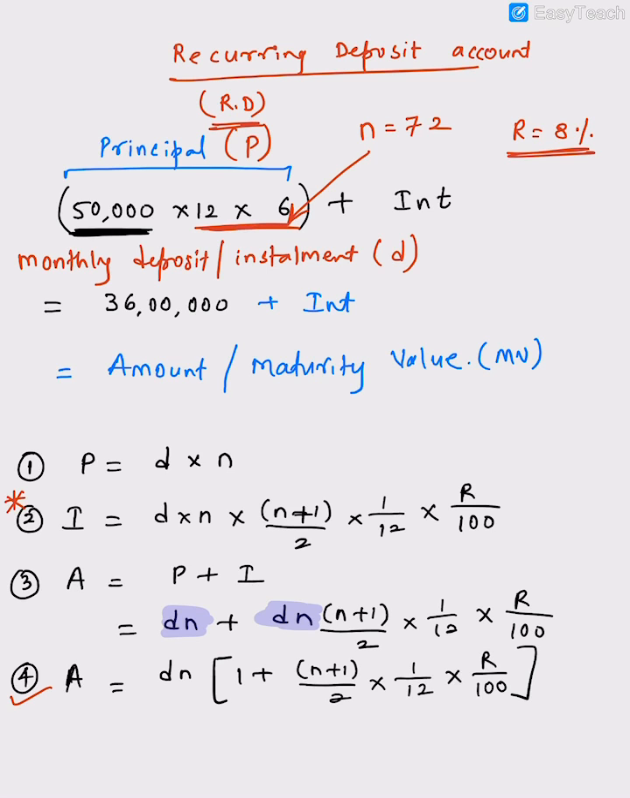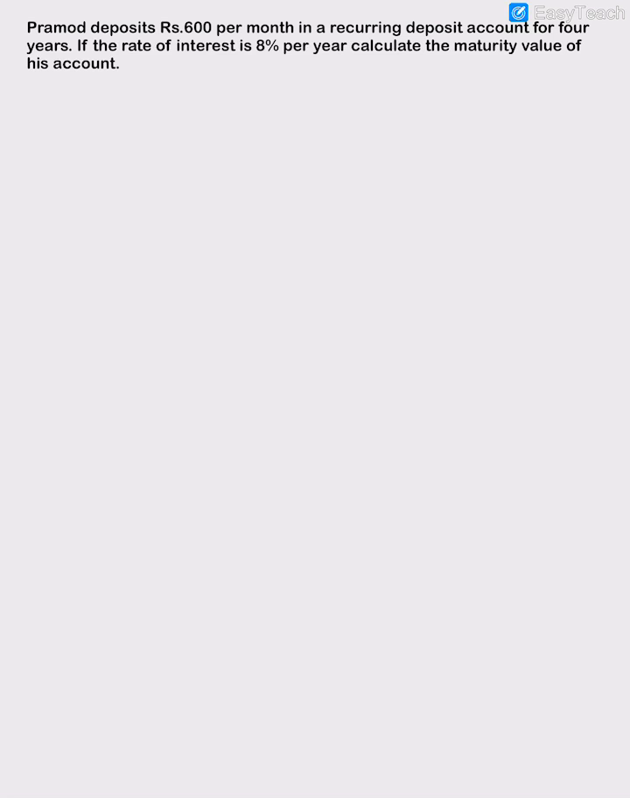Okay, so let's begin. So guys, this is the problem. Problem number one. So first, let's sort out the data. Pramod deposits rupees 600 per month. So the monthly deposit which he's making is 600 rupees. Second thing, he's depositing it for 4 years. Remember, you have to always convert the time into months. And the rate of interest is 8%. Calculate the maturity value. So how to do this problem now?